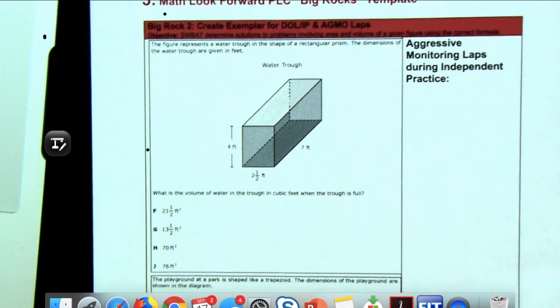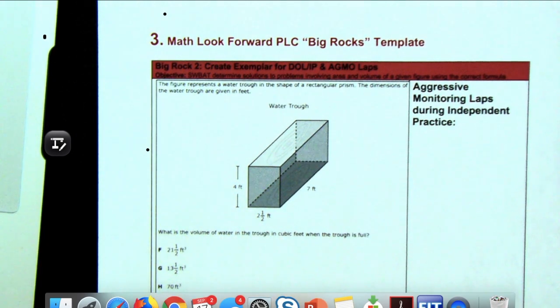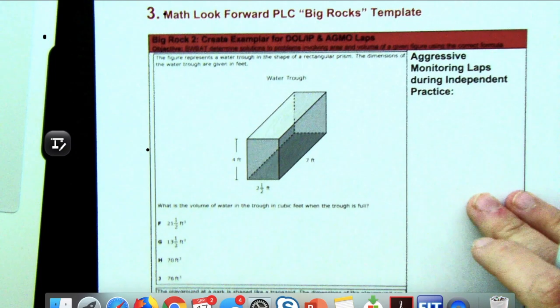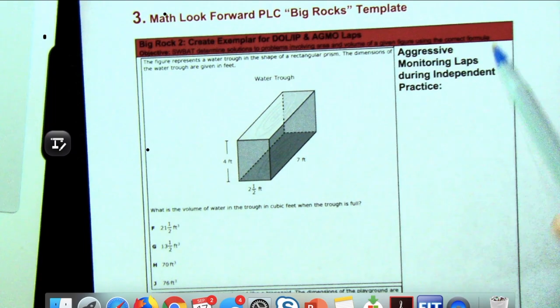After I broke down the standard, I made it into a daily objective. Students will be able to determine solutions to problems involving area and volume of a given figure using the correct formula. Knowing that, and knowing what I did with my no-show, I'm going to create my exemplar. I'm going to read through the question twice. The second time, I'm going to underline any words that indicate what I need to do or what formula I need to select.